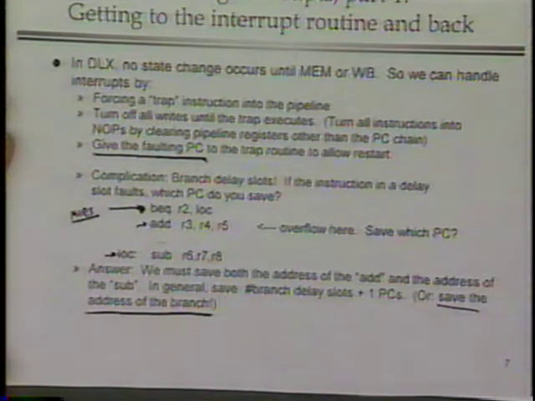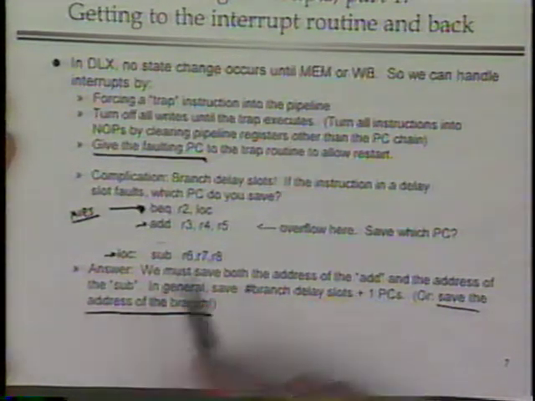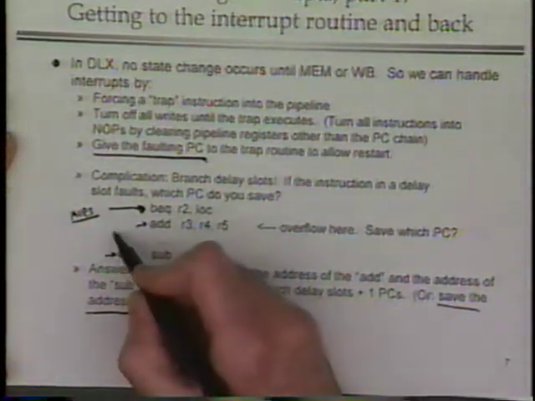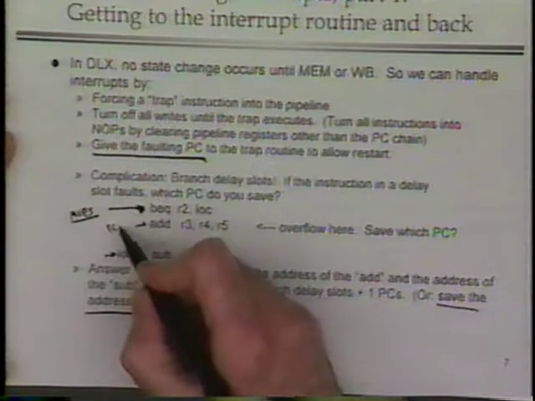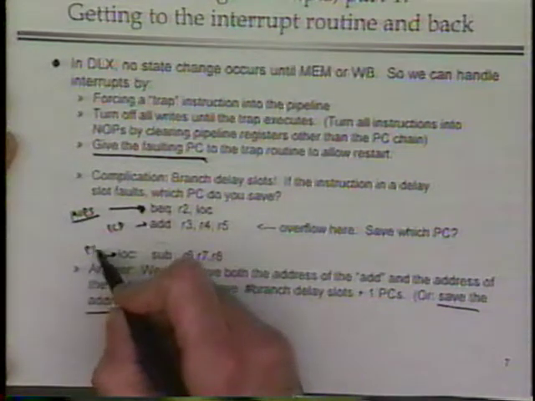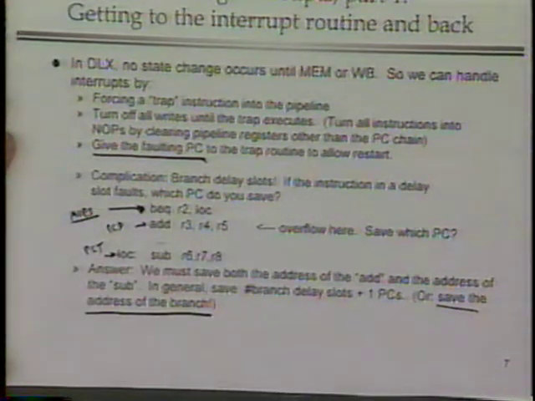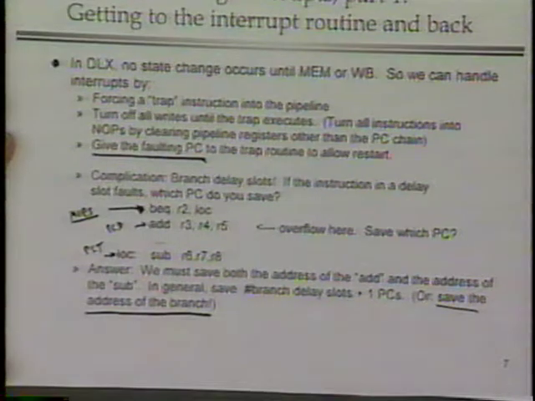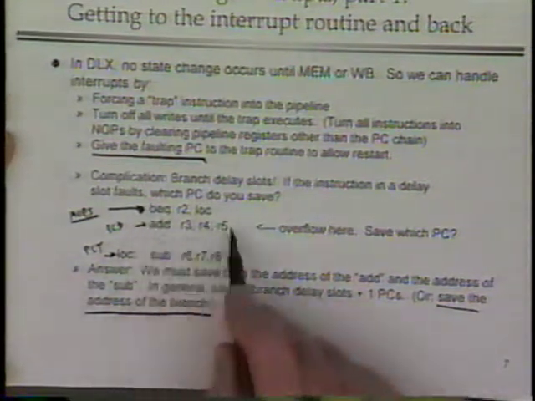An interesting question is, let's say that in this case you decided not to do that and you in fact saved two PCs. So we saved the PC of the delay slot and we saved the PC of the target. When we're ready to return from the interrupt routine, how do we get the PC delay instruction to be executed followed by the PC target instruction?